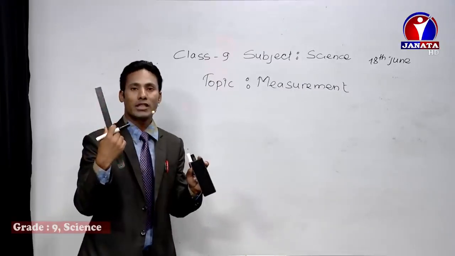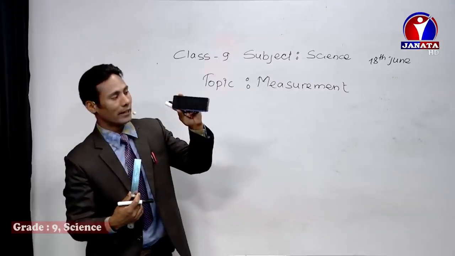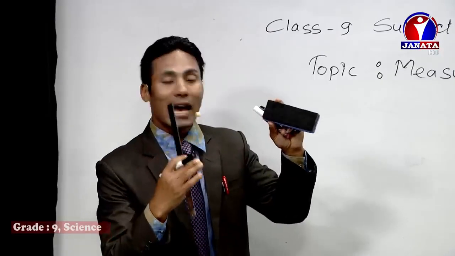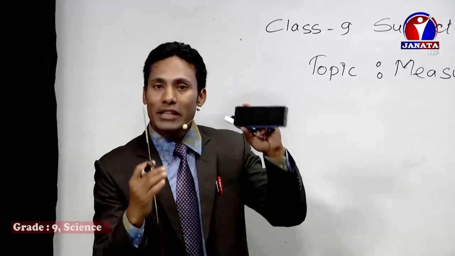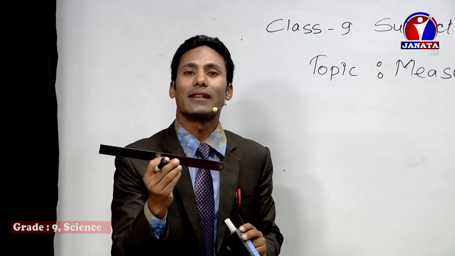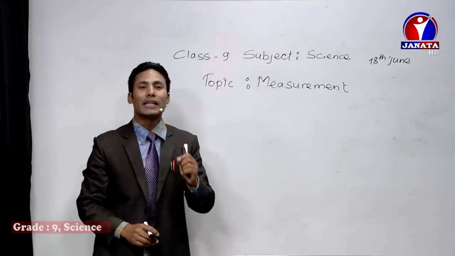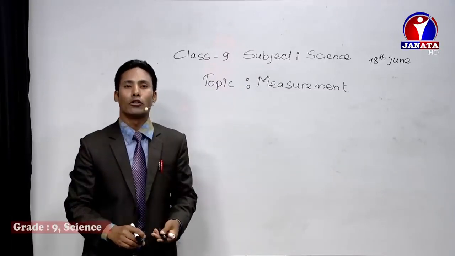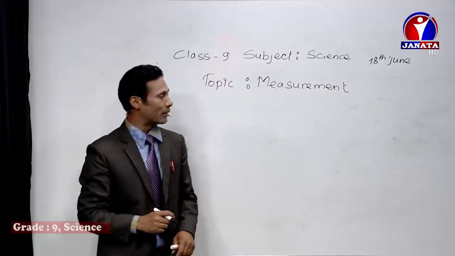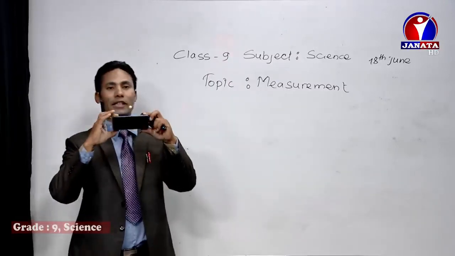This is the standard quantity and this one is the unknown quantity. I don't know the length of this duster till now because I haven't compared it. That means measurement is the comparison of an unknown quantity with a standard quantity. So let's define measurement. Measurement is the comparison of an unknown quantity with a standard quantity. That is the measurement.